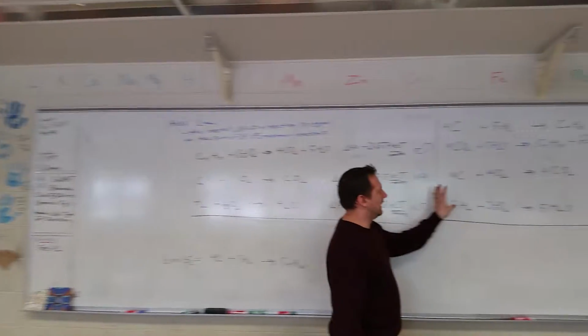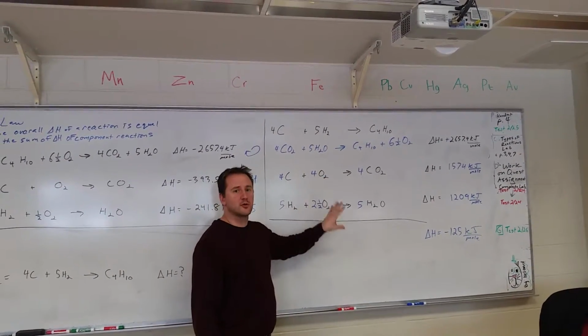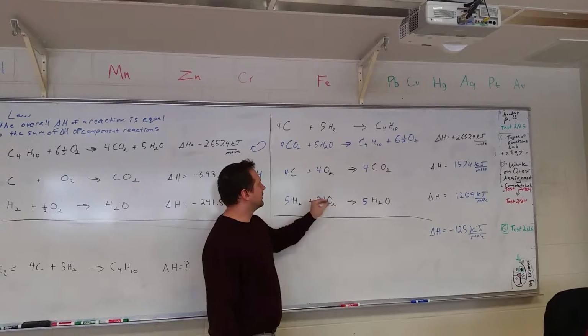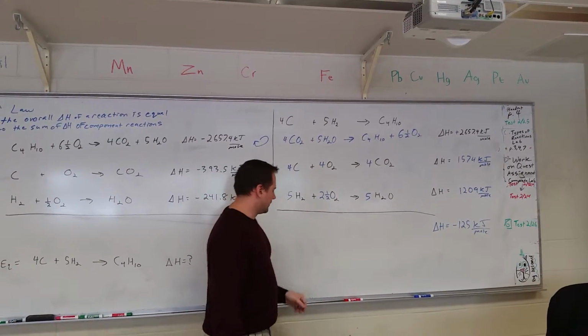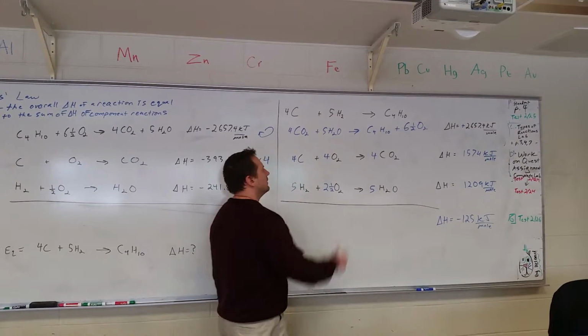So having done that, we are flipping the first equation and then multiplying the other equations by the appropriate coefficients, we can get to our goal equation. What's going to cancel out at this point so that we end up there?